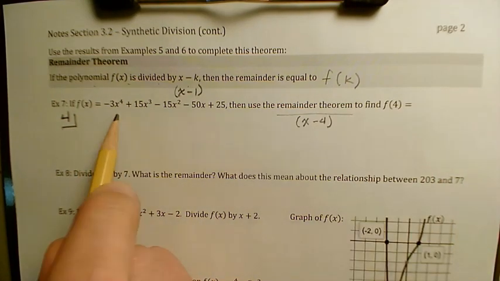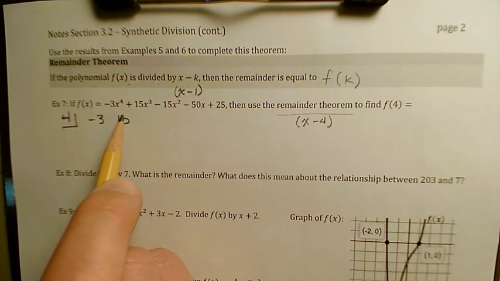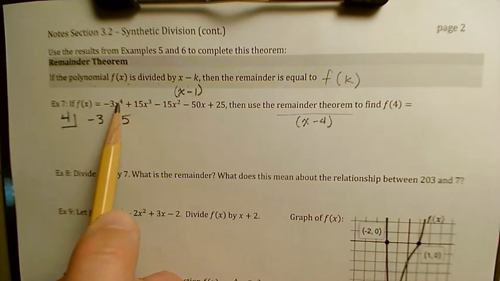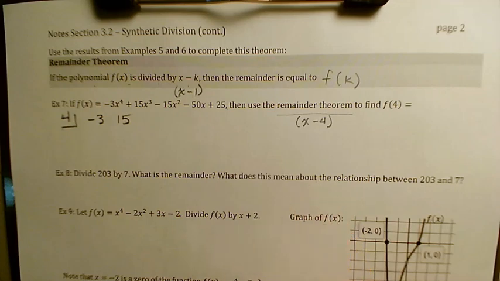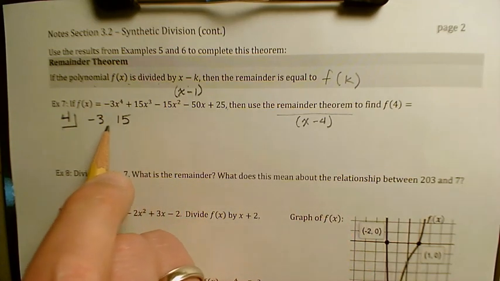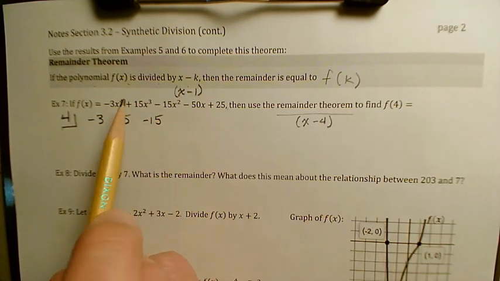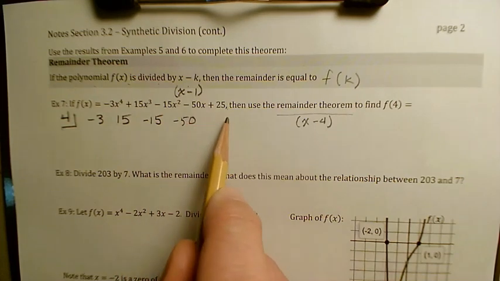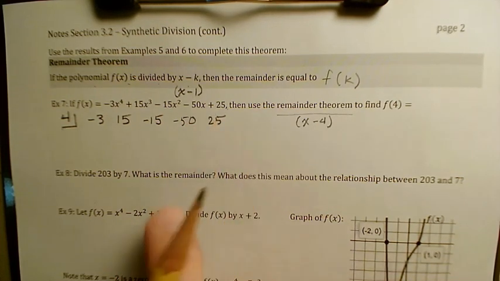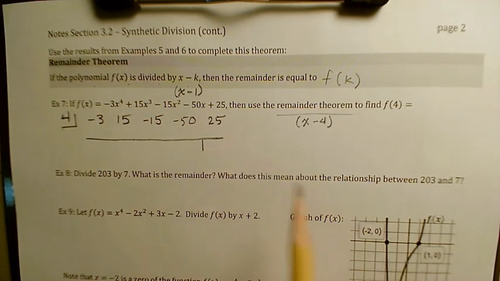All right, so let's put all these things in. So we have -3, we have 15. Let's stop for a second, make sure we don't have any missing terms. Degree 4 means we should have 5 terms. 1, 2, 3, 4, 5. Good, quick check to see that we don't have any missing terms. And make sure they're in descending order. Sometimes they mix them up on us. Make sure the degrees are in descending order. -50 and 25. Okay, 1, 2, 3, 4, 5. Let's put our horizontal line in and draw in a vertical line.